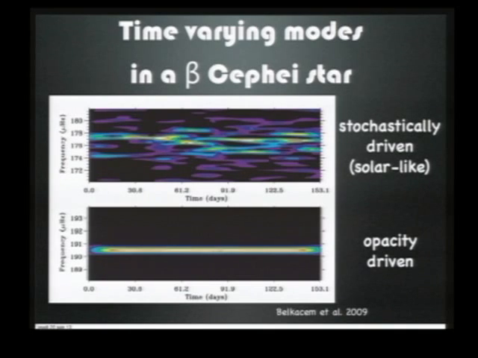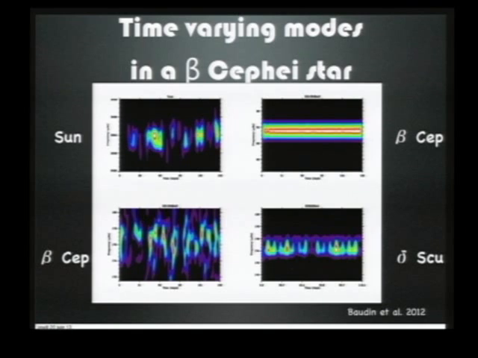Again, some people were not convinced. They were thinking that this structure could be made of several narrow modes with very close frequencies. And so you have here several examples. Again, a solar mode. Here, the opacity-driven mode with constant amplitude in this Beta Cephei star. This same star showing a stochastically excited mode.